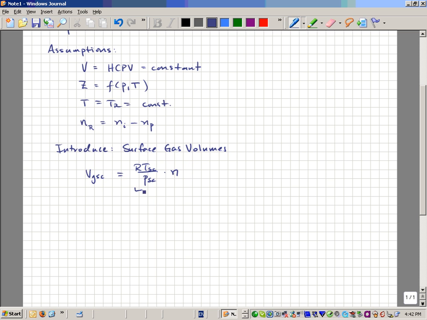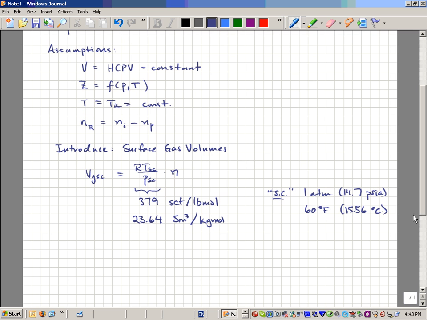And this constant here, of course this comes from the ideal gas law, this constant here is 379 for field units of standard cubic feet per pound mole, or for traditional metric units 23.64 standard cubic meters per kilogram mole, sometimes written kmol, and standard conditions are defined as 1 atmosphere or 14.7 psi and 60 degrees Fahrenheit, which is basically 15.56 degrees centigrade. That's our definition of standard conditions.